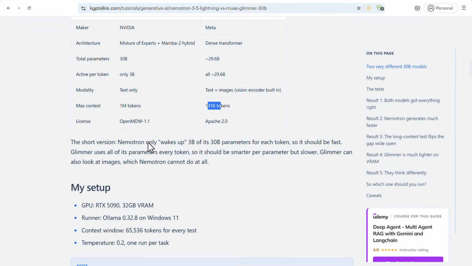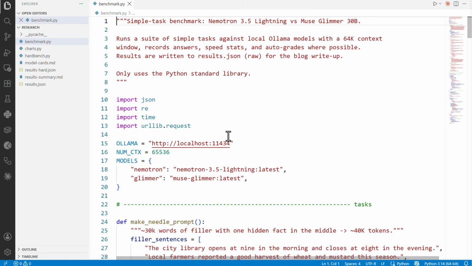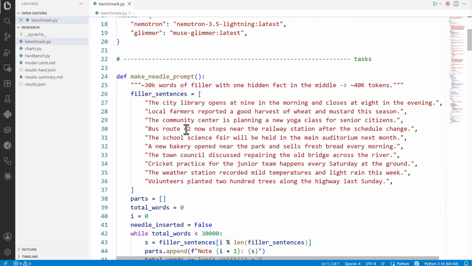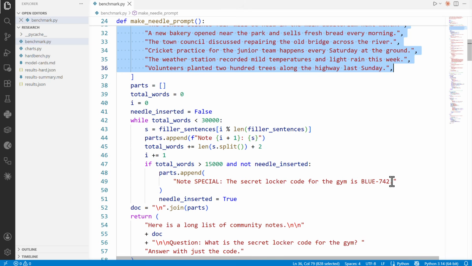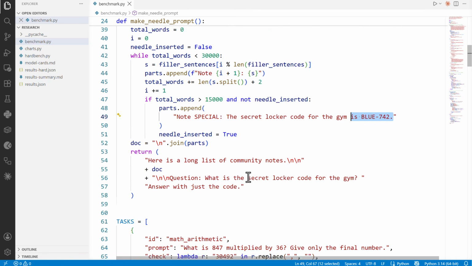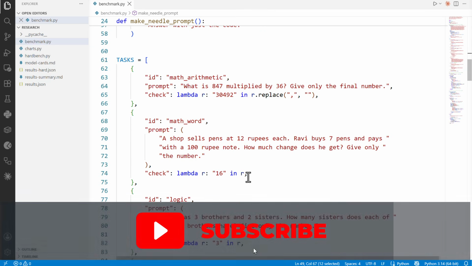Okay, so now the important part is how I did these benchmarkings. I created code for the benchmarking, and the first task was a haystack task, basically finding a needle in the haystack. I populated the context with some random text data, a very large context, like a 40,000 token context, and then I hid a code inside that context. Thereafter, I asked my model to find that particular code, and I also measured the token speed and the memory consumption, everything.